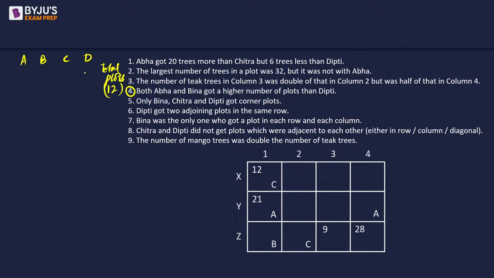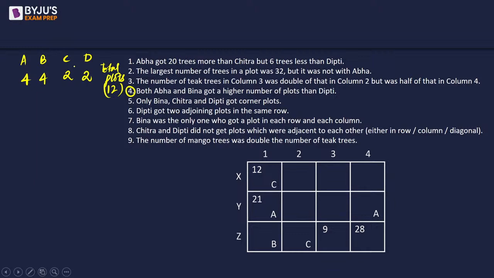So let's take Dipti's minimum as 2. So Abha and Bina will get 4 and 4. So this is a 10. So C will get a 2. If I make Abha and Bina more than 4, the next even number is 6. So the number of plots will increase. I can't take Dipti as 0.